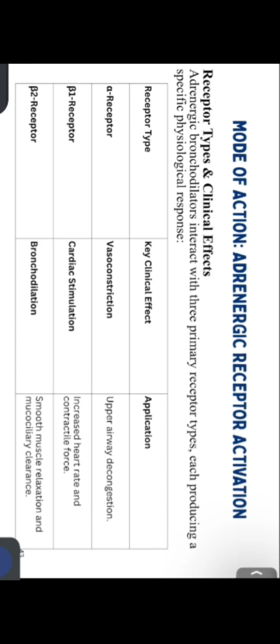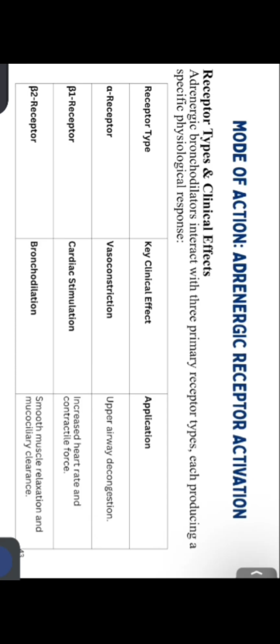Next is the beta 1 receptor. Its effect is cardiac stimulation, increased heart rate, and contractile force. These are primarily found in the heart. Activating them is like stepping on the gas pedal of a car. The heart beats faster and pumps with more force. This is usually a side effect we try to avoid when treating the lungs.